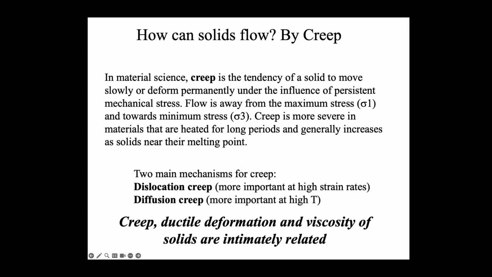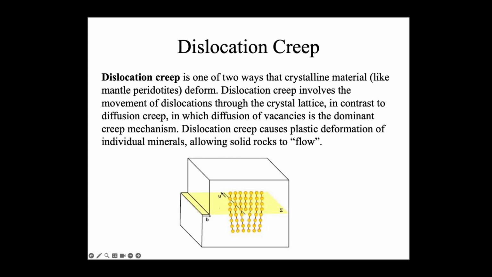Dislocation creep is more important at high strain rates. Diffusion creep is more important at high temperatures. So these concepts of creep, ductile deformation, and viscosity of solids are intimately related. So let's talk about dislocation creep. Dislocation creep involves the movement of dislocations through the crystal lattice, in contrast to diffusion creep, in which the diffusion of vacancies is the dominant mechanism. So dislocation creep causes plastic deformation of individual materials.